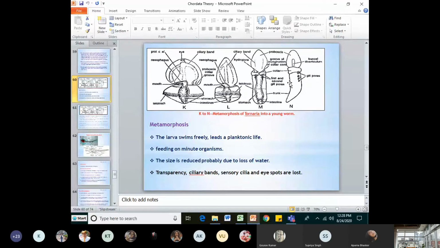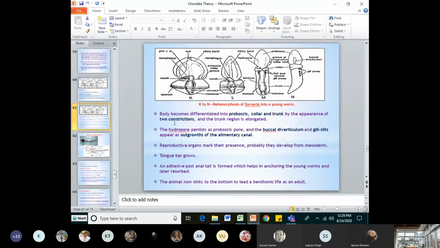And if we see the point-wise changes in the metamorphosis, the larva swims freely, leads a planktonic life, and feeds on minute organisms. The size is reduced, probably due to loss of water. Transparency, ciliary band, sensory cilia, and eye spots are lost. So the first two points are related to habit and habitat, and the others are related to changes taking place in the larval form. Then the body becomes differentiated into proboscis, collar, and trunk.